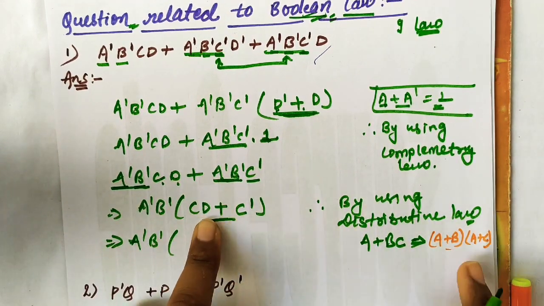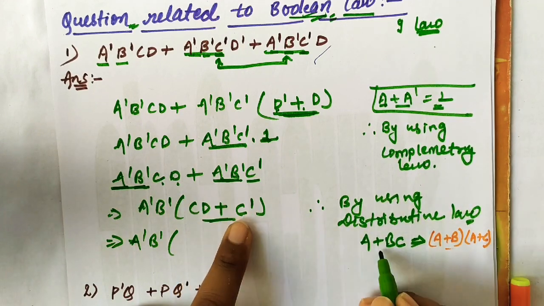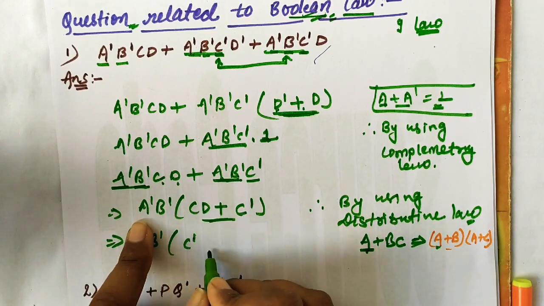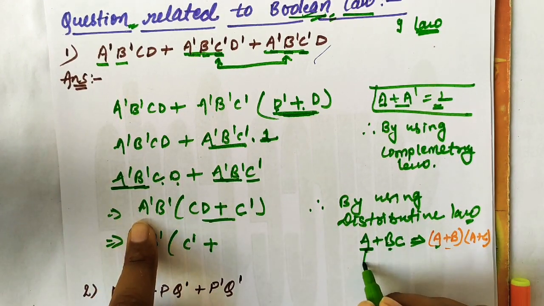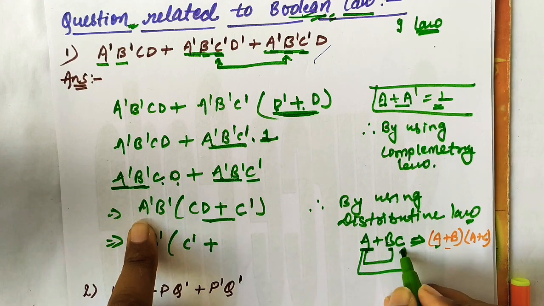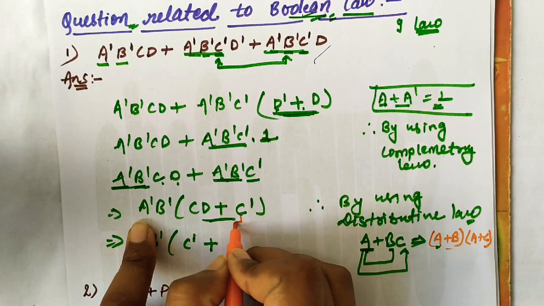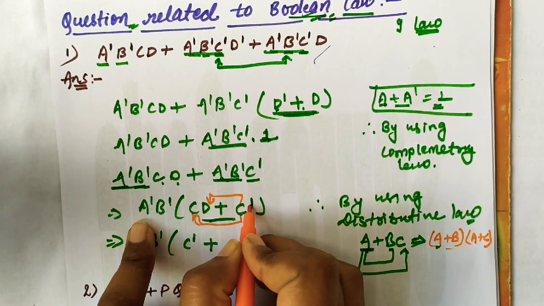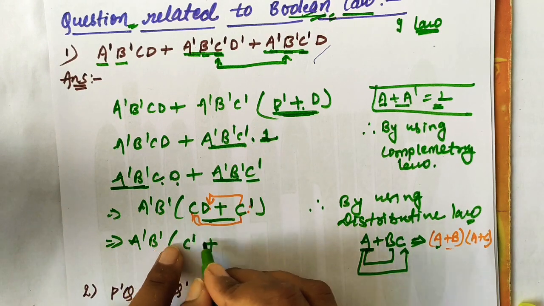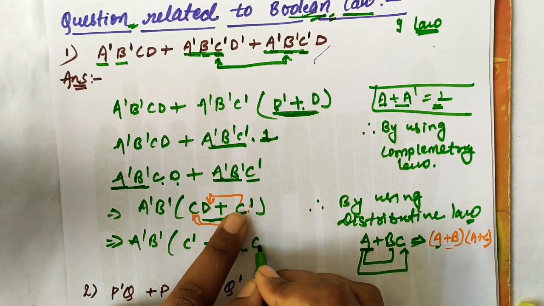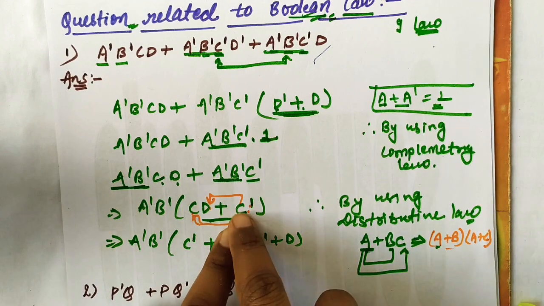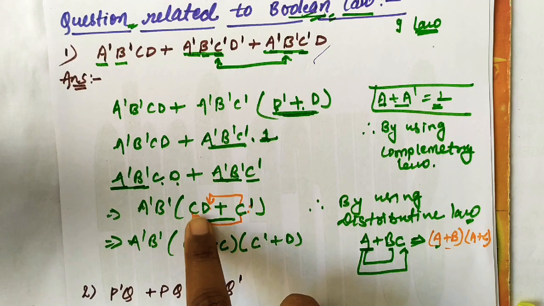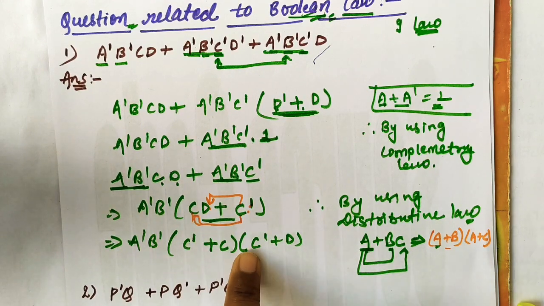we expand this value in this form. Here in the place of a, we have c'. So firstly write c' plus c, then c' plus d, that is, c' plus c and c' plus d.